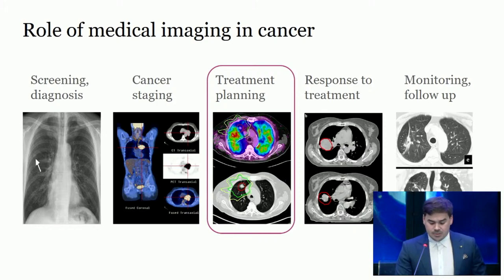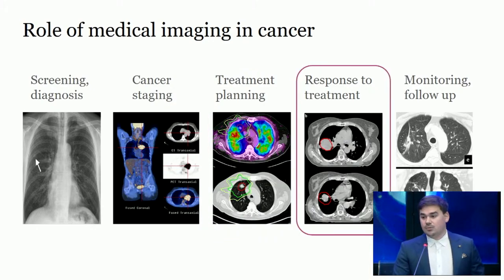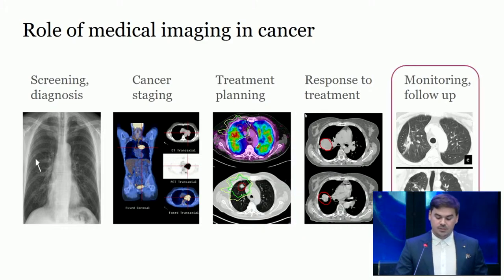The cancer treatment starts with the treatment planning, where medical imaging is used to plan various treatments, including radiation therapy. It assists doctors in identifying the precise location of the tumor and also its proximity to critical structures. Medical imaging is also used throughout the course of treatment for assessing how well the chosen therapy is working, and also can be used to adjust the treatment plans if required. And lastly, once the treatment is finished, medical imaging is used for monitoring and long-term follow-up to check for any signs of recurrence and basically ensure that cancer has not returned.